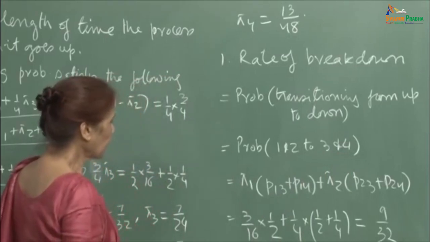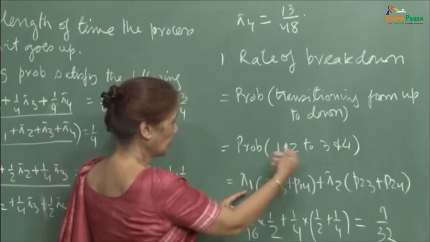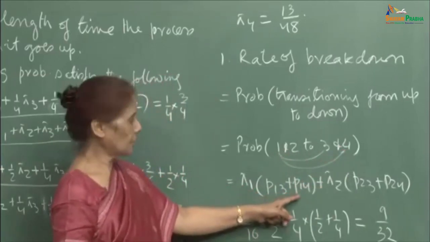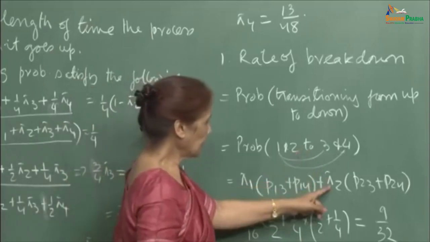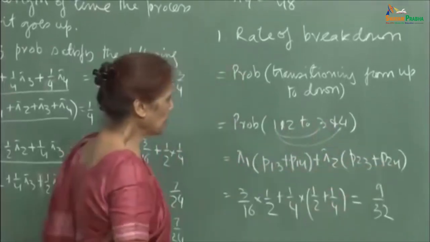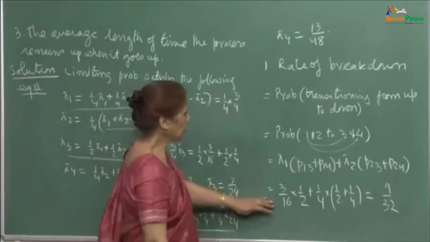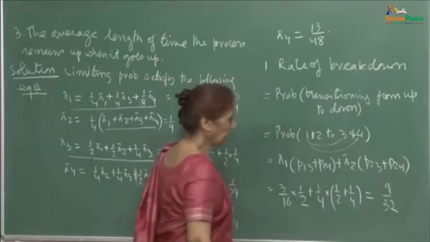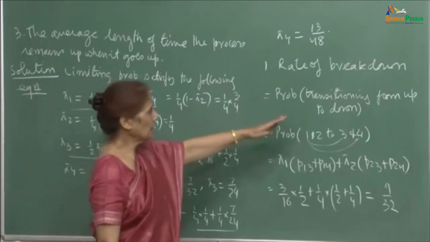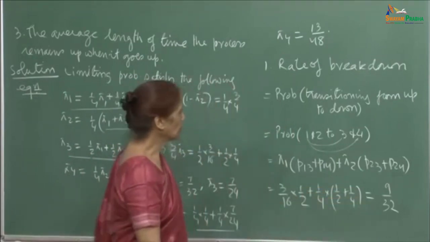So, that means if you are in state 1, that is a probability into your transition from 1 to 3 or 1 to 4. Okay. So, that is P13 plus P14, right? And if you are in state 2, then the transitioning from up to down is P23 plus P24. Okay. So, we have all these numbers, and the probability of rate of breakdown will be 9/32. Right, because any one breakdown or two breakdowns, whatever it is, going from up to down, the probability is 9/32, and that is your rate of breakdown.